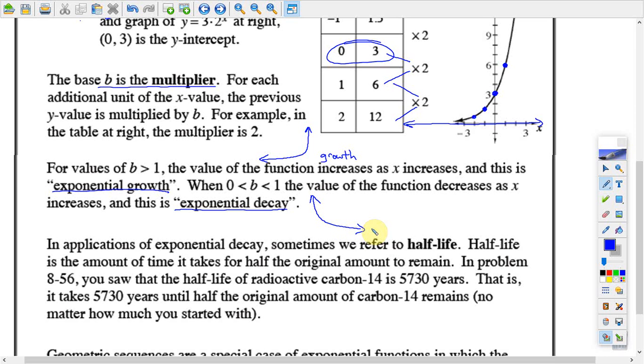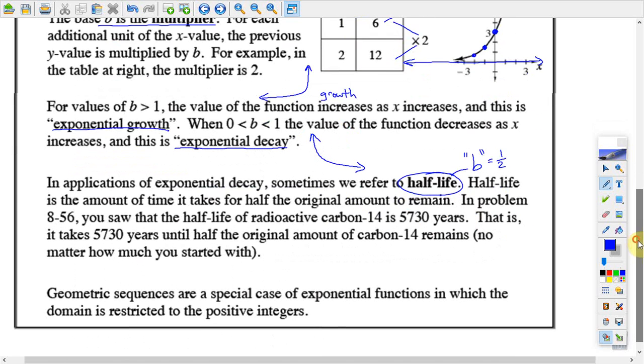In applications of exponential decay, sometimes we refer to half-lives. Half-lives mean that the multiplier, the b, is equal to 1/2. And half-life is the amount of time it takes for half of the original amount of whatever it is to remain. So in problem 8-56, you saw that the half-life of radioactive carbon was 5,730 years. In other words, it takes 5,730 years until half of the original amount of the C14 remains, no matter how much you started with.